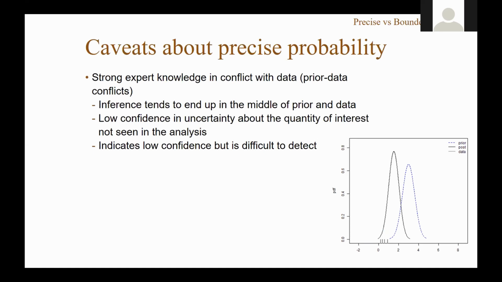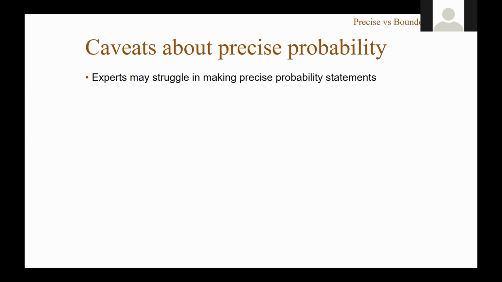We could also have the problem where we have very strong expert information which is in conflict with data, which results in an inference that ends up somewhere in the middle, which may in a sense be wrong for both. We don't really see this type of conflict when we perform inference with precise probability. It can be really difficult to detect if the model is quite complex. And then we also have the issue that experts can find it difficult to make precise probability statements.